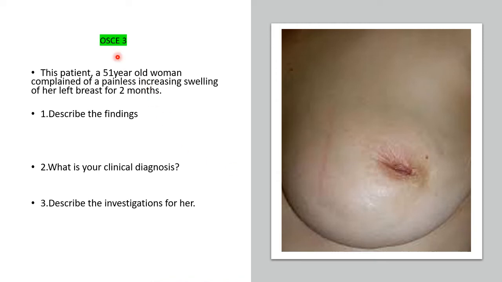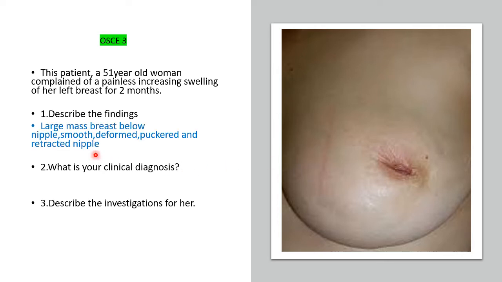OSCE number 3. This patient is a 51-year-old woman who complained of a painless increasing swelling over her left breast for 2 months. Describe the findings. What is your clinical diagnosis? And describe the investigations for her.